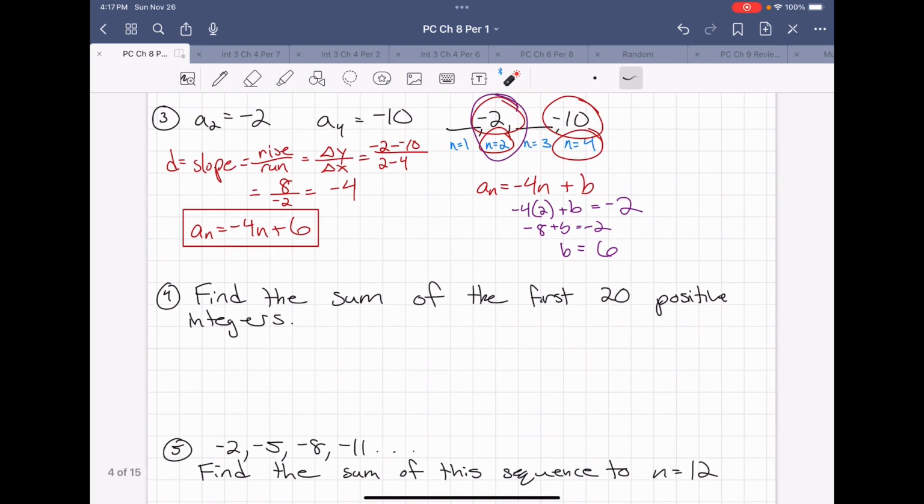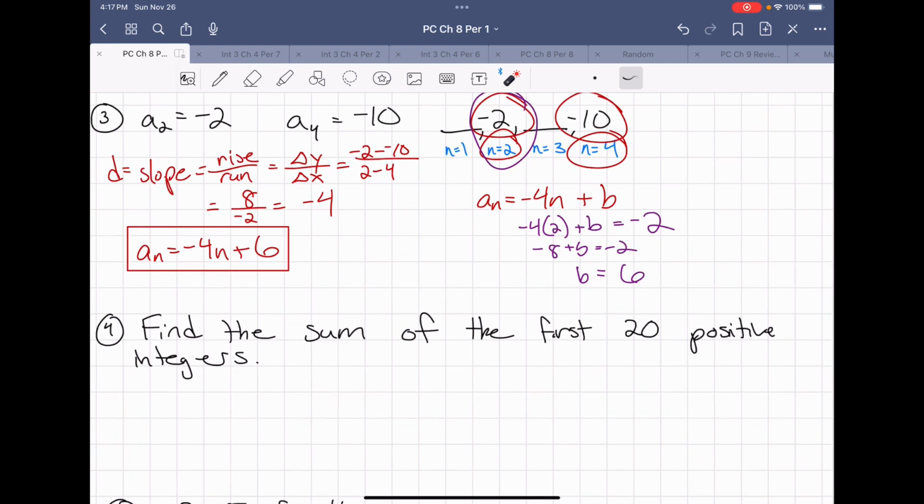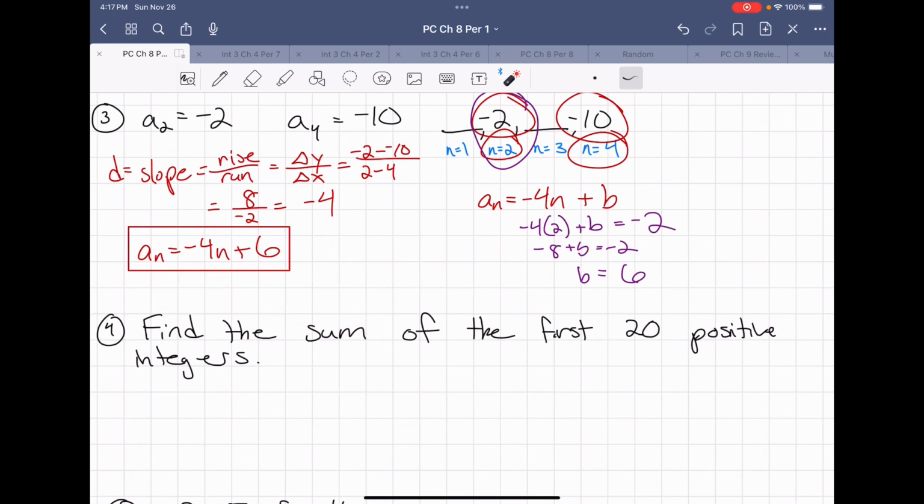Number 4 you couldn't see before. Copy down number 4. Now we're on to sum. Arithmetic sequences have a nice little formula. I showed you kind of why the formula works in the video last night. But just in general, we're going to need to know A1, the first term that they're talking about, AN, the last term that they're talking about, and N.